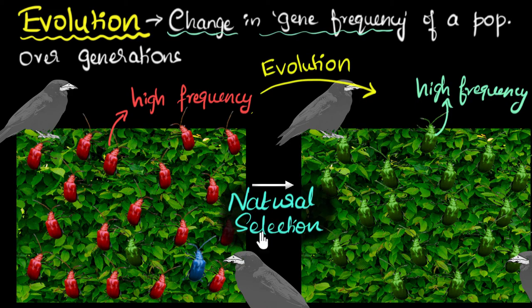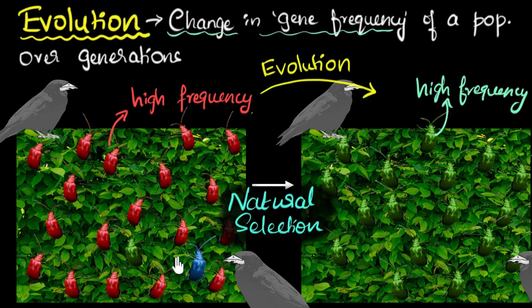But the nature helps in selecting which of those changes should get passed along in the future generation and should increase in number. That's what natural selection is. So nature doesn't force you to change. Changes happen randomly, but nature helps you in selecting which one grows in number.